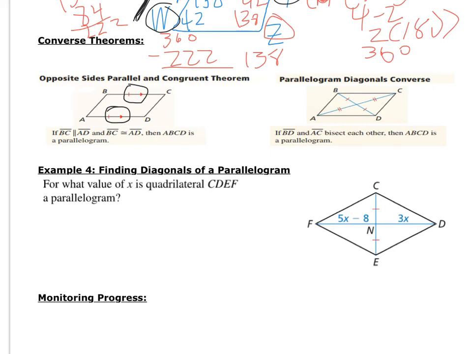Then I have my diagonals converse, which says if BD and AC bisect each other, then it's a parallelogram. This is the converse, because a while ago you were told if my object was a parallelogram that the diagonals bisect each other. Well, here they're saying if the diagonals bisect each other, then it's a parallelogram. And remember what bisect does. That means that where they intersect, right here where I'm circling in black, that is a midpoint of both diagonals, meaning it's cutting both diagonals exactly in half.